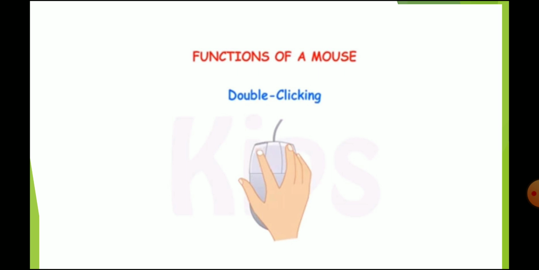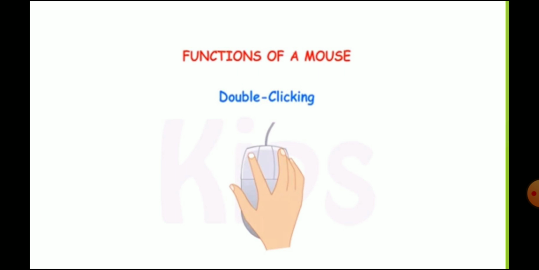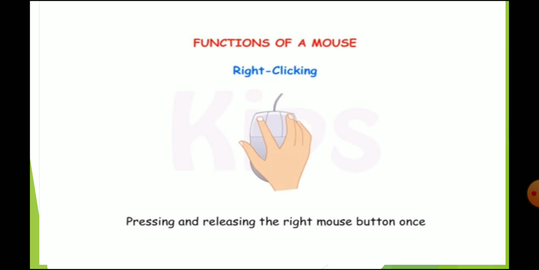Next is double clicking. Pressing the left mouse button twice without stopping and releasing it is called double clicking. Next is right clicking. Pressing and releasing the right mouse button. Pressing and releasing the right mouse button once will show a list of commands on the monitor.